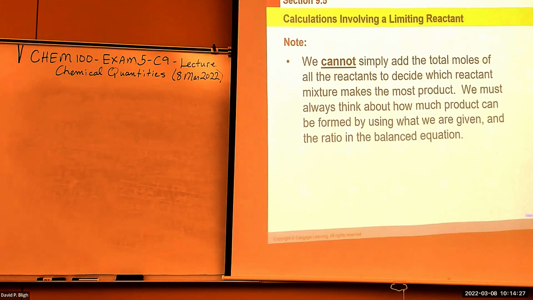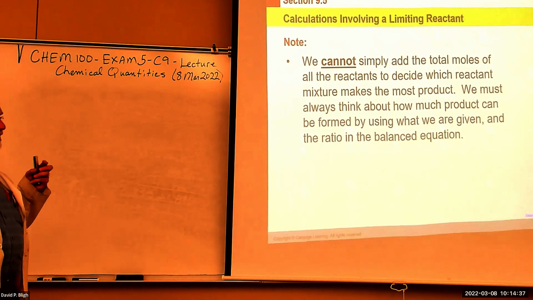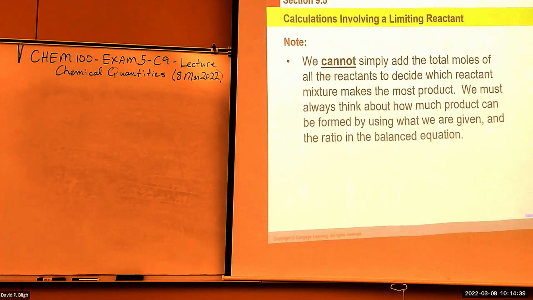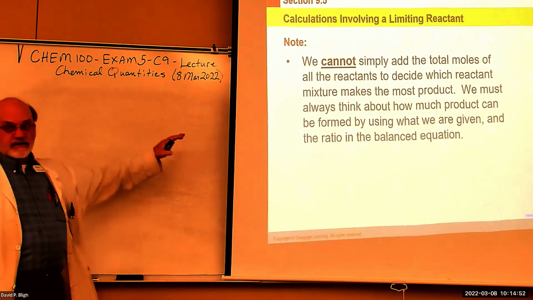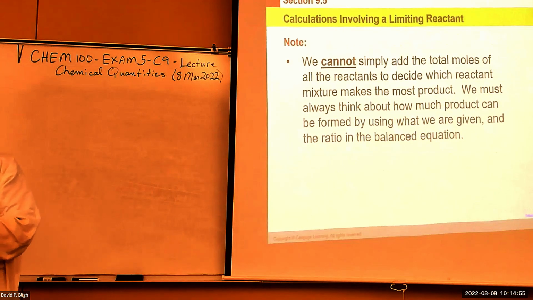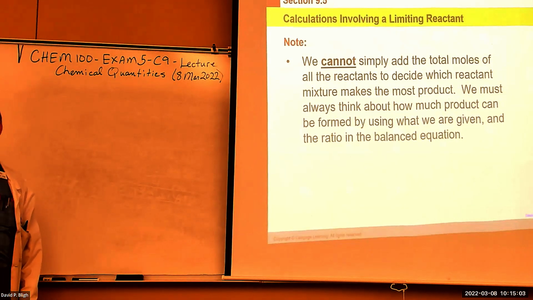All right, this is just a cautionary note. You can't simply add the total moles of all the reactants to decide which reactant mixture makes the most product. You have to always think in terms of which one's limiting in the balanced reaction. And then determine how much product can be produced. And again, this is 100%. That's if everything is converted, 100%. What you actually get from the reaction will usually be less than that. If you get more, then you know there's contamination.